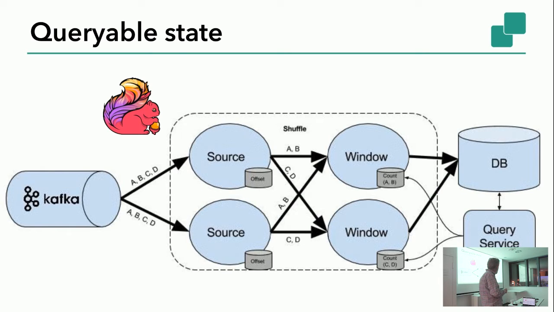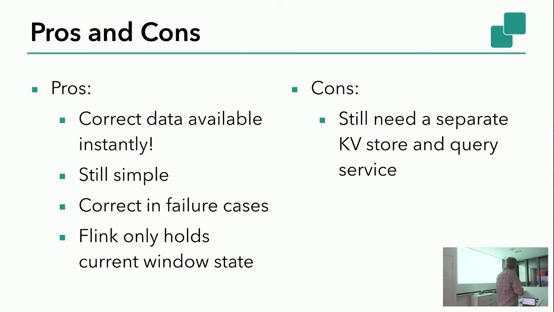What we imagine and have built is a query service that can, depending on what's needed, query Redis or whatever database you're using to hold the historical results, and query the live Flink operators to get the in-process results, and merge them in the query service. So that's what Queryable State is about. This is nice because we can have correct data available instantly. It's still reasonably simple, it's correct in the face of failures, and Flink isn't being expected to do anything more than hold the current window state, which is what it already was doing.